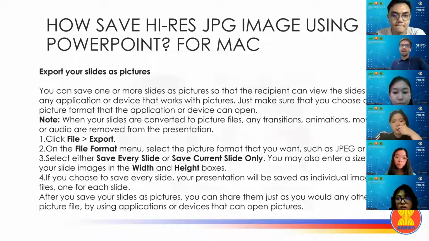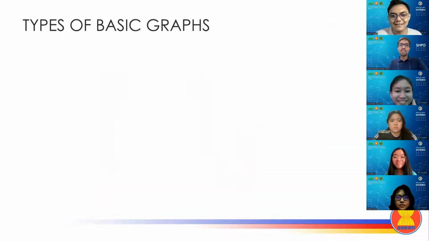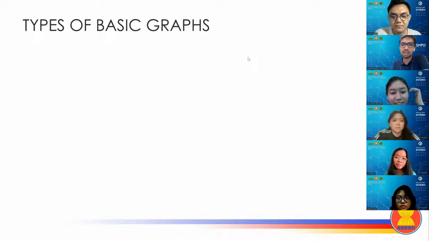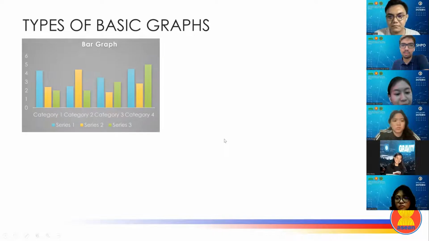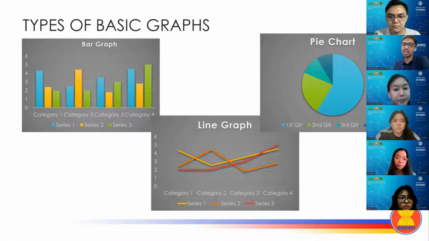Okay? Okay na. Punta na tayo sa exciting na part. So types of basic graphs that we learned during elementary. What are those? What are the graphs that we learned during elementary? Bar, pie. Yeah. So we have bar, we have line, and we have pie. So these are the basic graphs that we learned during elementary.